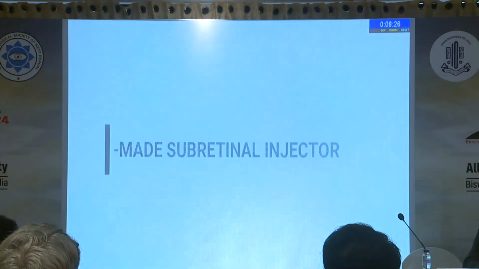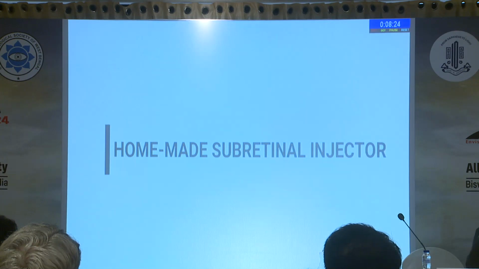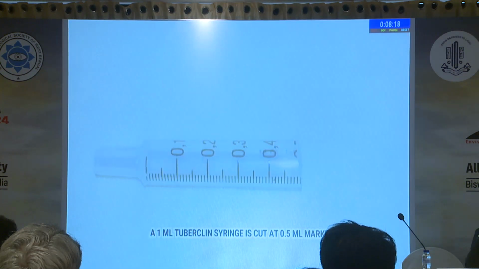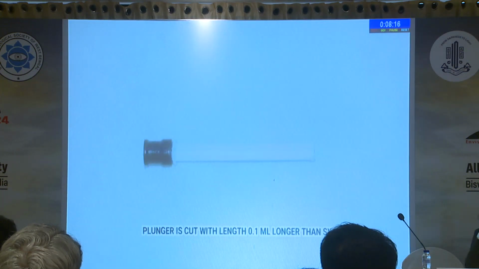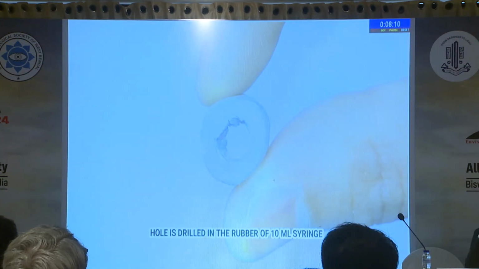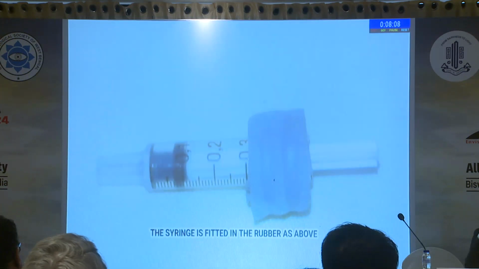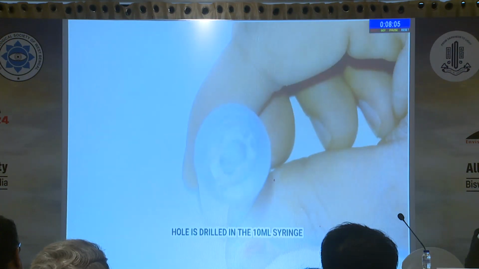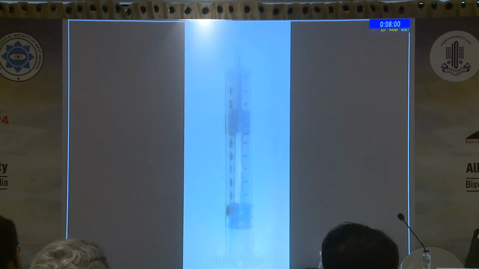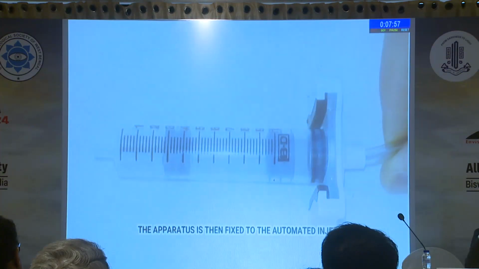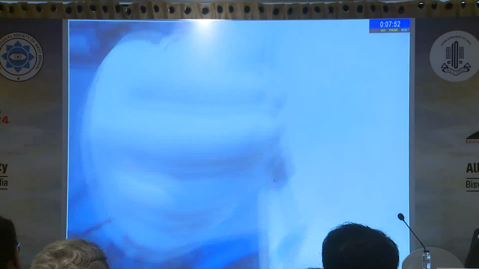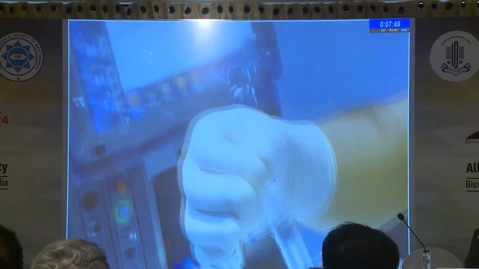To overcome this, an automated subretinal injector can be made in the OR. A 1 ml tuberculin syringe is cut at 0.5 ml mark. Plunger is cut with a length of 0.1 ml longer than syringe. A small hole is made into the rubber of the 10 ml syringe. The cut tuberculin syringe is then fitted into the rubber. A hole is then drilled in the 10 milliliter syringe and its hub is removed. Tuberculin syringe prepared earlier is then fitted in this 10 ml syringe as shown. This apparatus is then connected to the PFI system on the vitrectomy machine. The drug is filled into the syringe from top and microcannula is connected. The speed of the injection can be foot controlled.